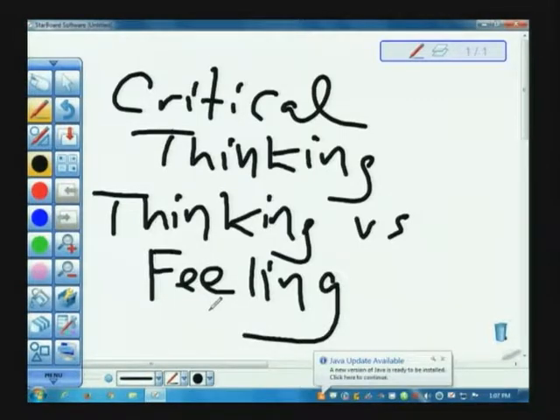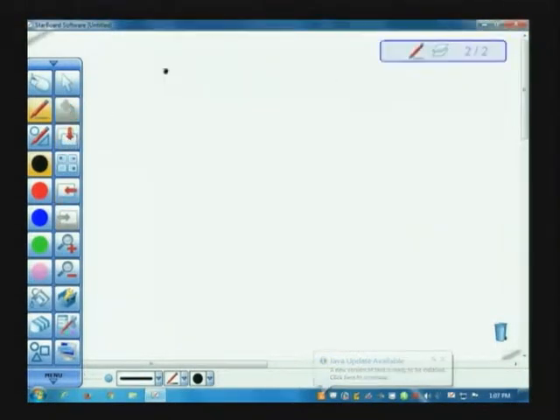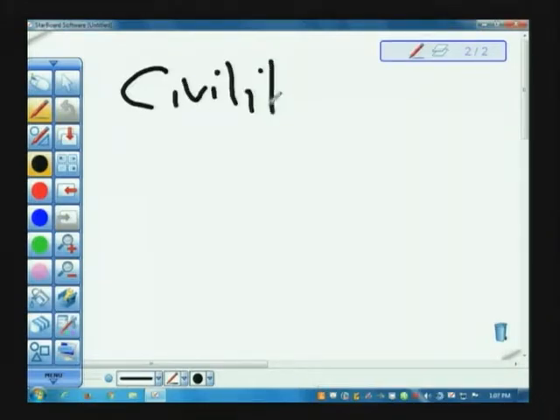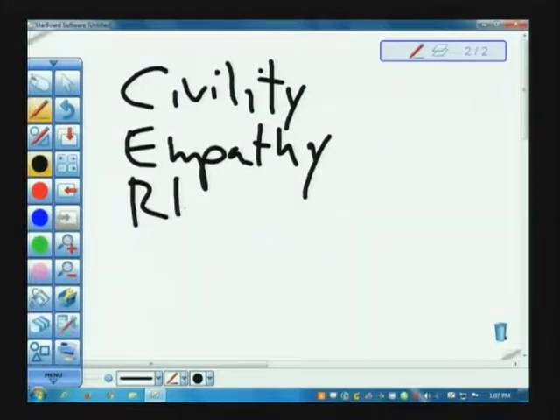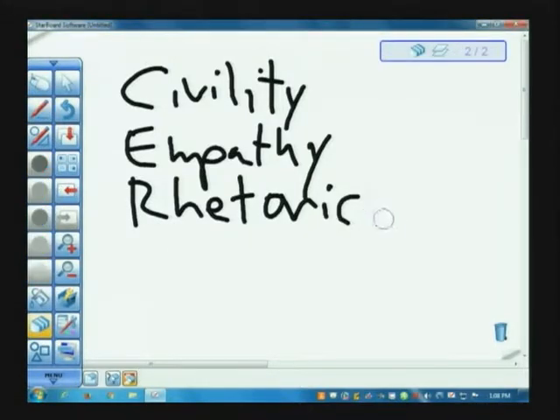This is one of the things about critical thinking, that this isn't a class on persuasive argument. It's not a class in rhetoric. So if you think about things like civility, empathy, rhetoric, this idea of using language, and then maybe something like public speaking skills. Rhetoric is using language to try to persuade people.